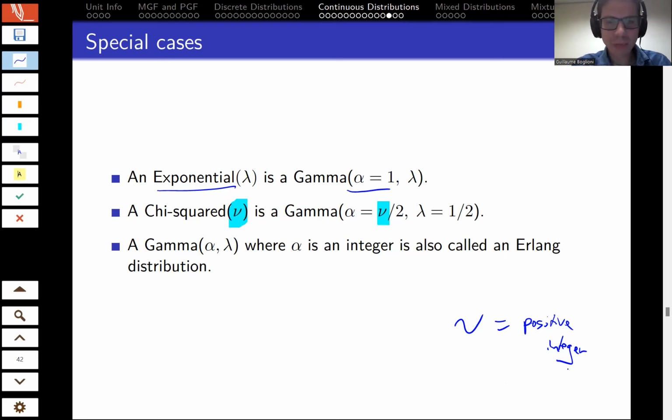And lastly, maybe you've heard this before, for a gamma with parameters alpha and lambda, in the special case where alpha is a positive integer, this is also called the Erlang distribution. It has a different name in the specific case that alpha is an integer.